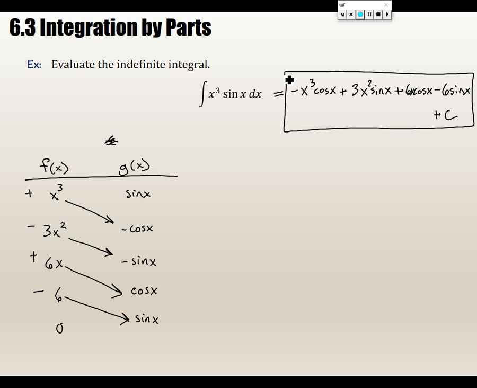Remember, you're taking integrals in this column over here. You're taking integrals as you go down the right column.